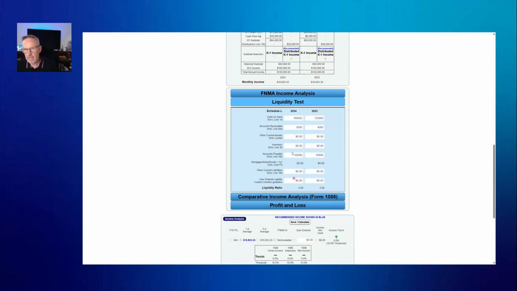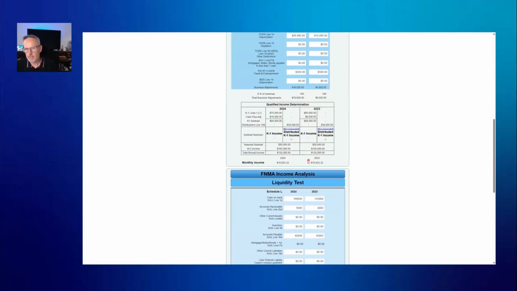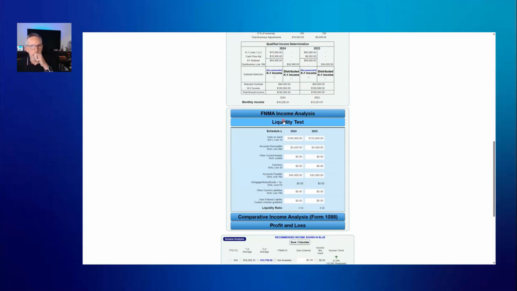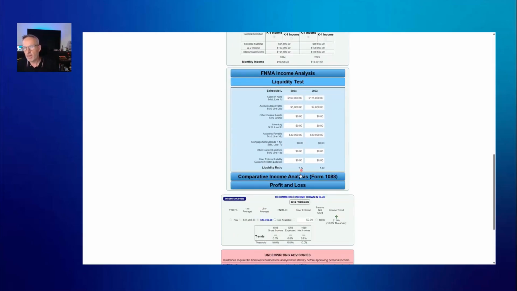Save, calculate, and guess what? Now, if I go back up, my liquidity test passed right here. What this means is I have $4.12 for every dollar of debt I have. So I pass, because a 1.0 or greater means pass.